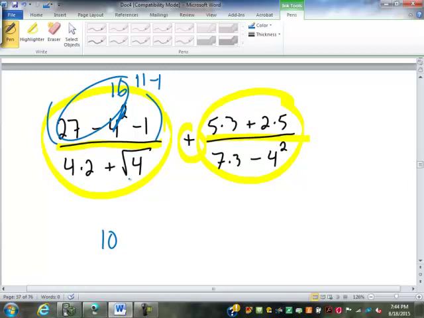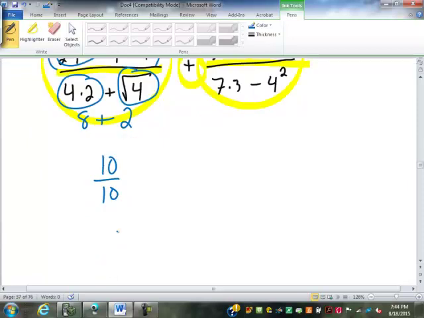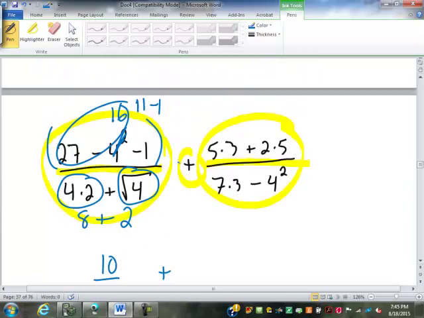On the bottom, what do we do next? Square root of 4, which is 2. And then 4 times 2, which is 8. 8 plus 2 is 10. So 10 on bottom. So what do we get there? 10 divided by 10 is 1. Perfect. Over here, what do we do first?